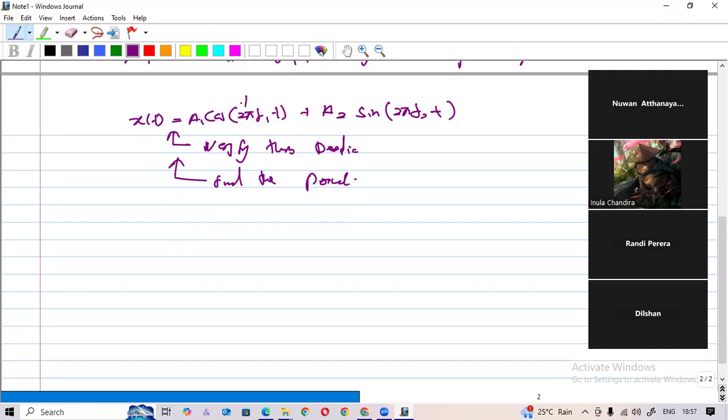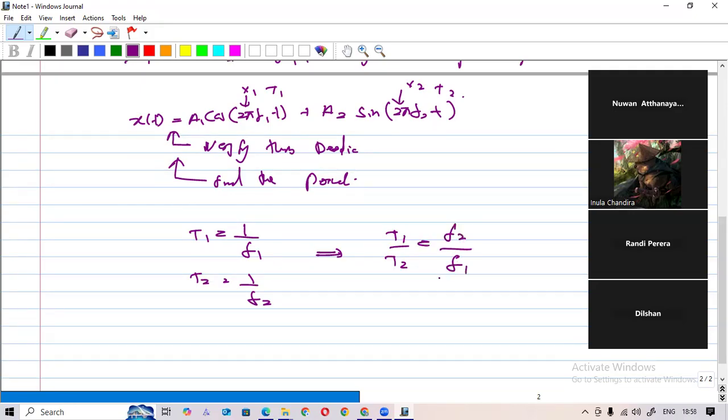So you can choose this signal as x1, this signal as x2, this period is T1, this period is T2. You can calculate the period of x1, that is T1. What is the period? 1 over f1. And T2, the period is 1 over f2. If you want to verify this is a periodic signal, you need to get the ratio of T1 and T2. So you will have f2 over f1 in this way.